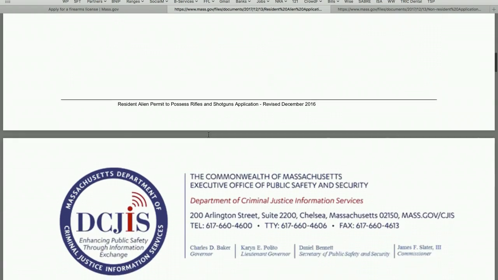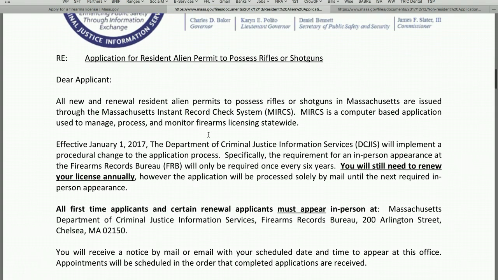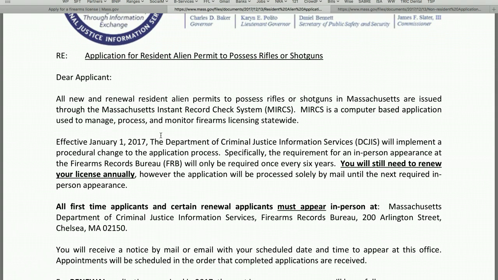So we're going to go through here a little bit. This is just basic information telling you that you're going to go through a background check, right? You've got your MIRCS system, which is known as the Massachusetts Instant Record Check System. That's what MIRCS stands for. They're at every gun show, so there is no gun show loophole. MIRCS is always at the gun shows. The state is always there to provide background checks.